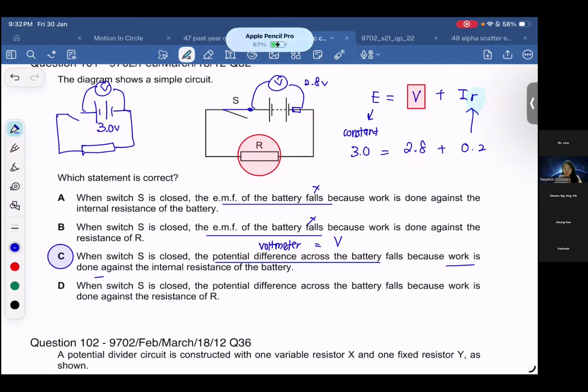Okay, is that clear for this part? The EMF doesn't change, it still maintains 3.0. Okay, if there are no questions, then that's all for our lesson today.